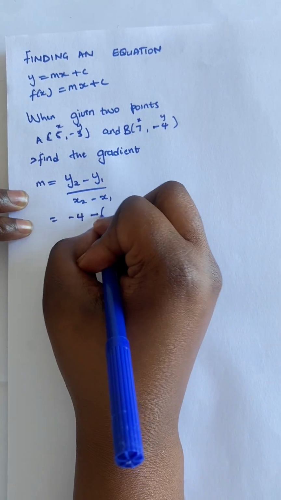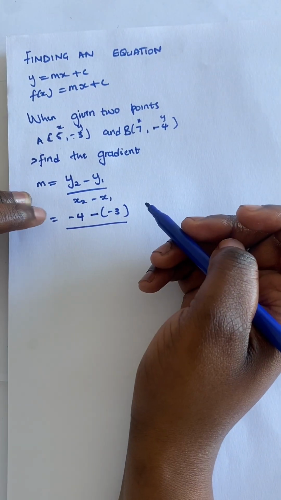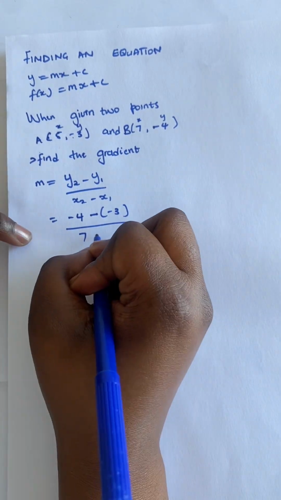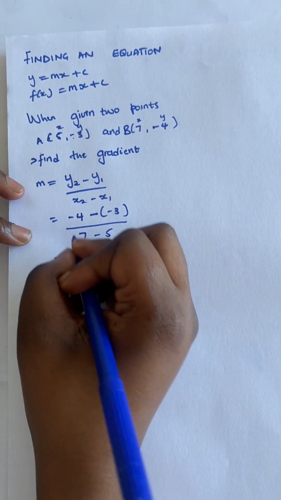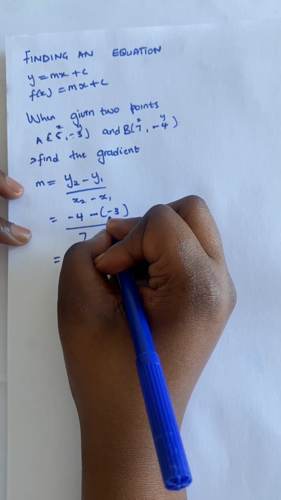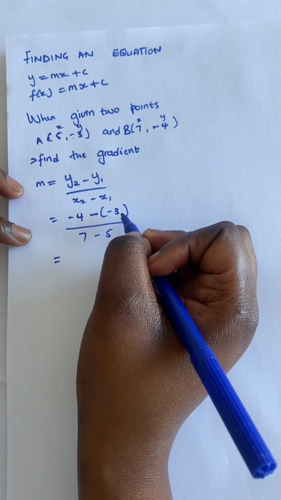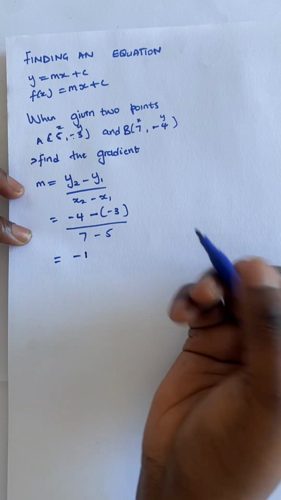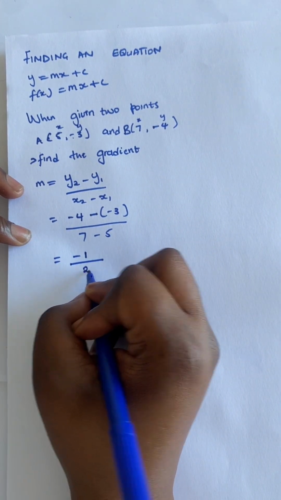Minus for the formula of -3, and divided by x2, which is 7, minus x1, which is 5. So -4 into -3. Remember, a negative times a negative is a positive, so it's going to be -4 plus 3, which will be -1, and 7 minus 5 will be 2.